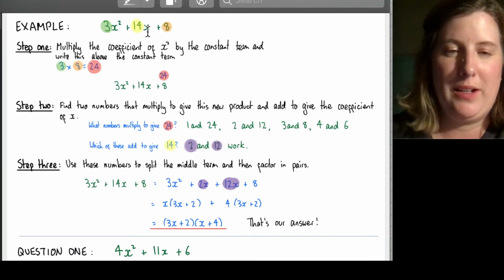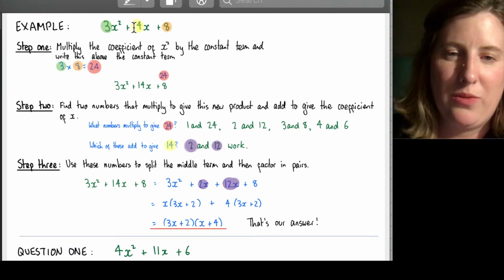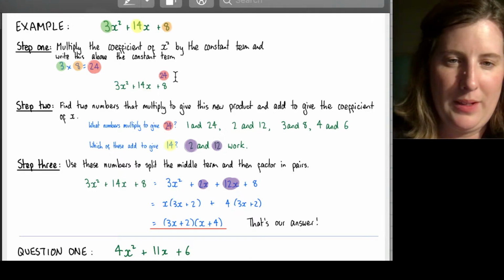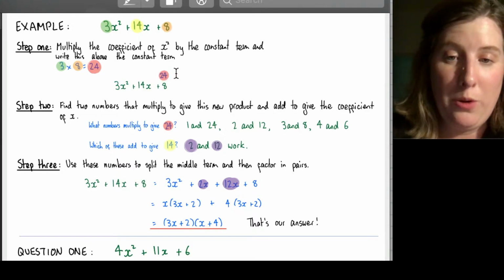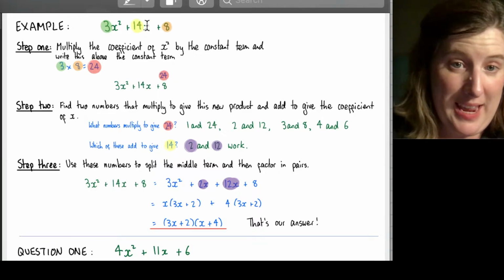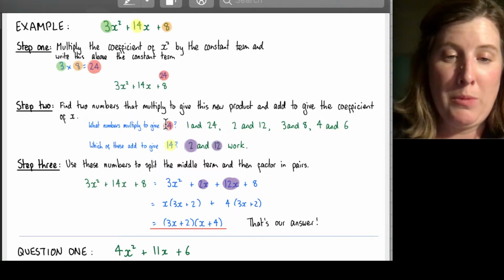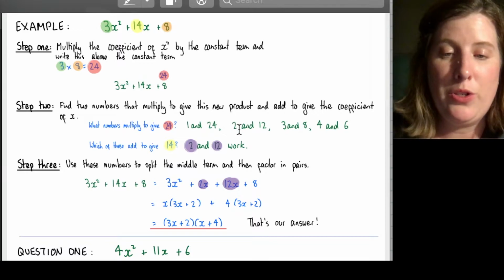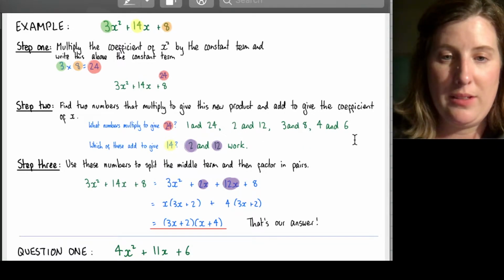And what we did was we color coded it. So when we had 3x squared plus 14x plus 8, the first thing we did is we took the coefficient of the x squared term and the constant, we multiplied them together. This one we ended up with 24. Then we found two numbers that multiplied to give 24 and added to give 14. So what multiplied to give 24, we had 1 and 24, 2 and 12, 3 and 8, 4 and 6.